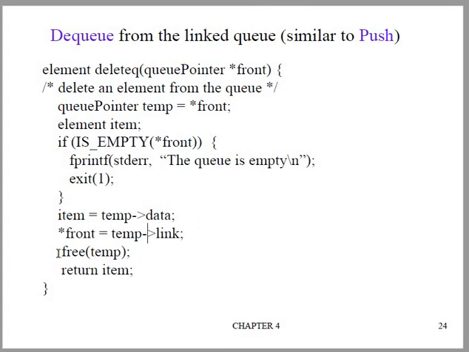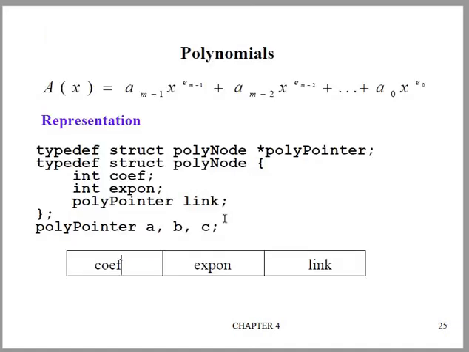Then the front node we have to release from the memory, so free of temp. Then we have to return the data that we have removed from the linked list, from the front of the queue.